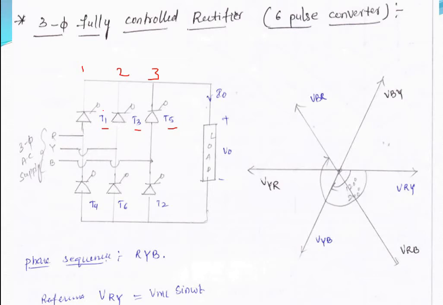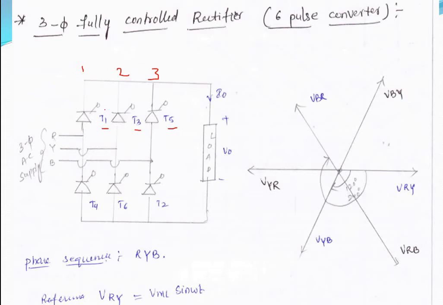Okay, and the phase shift between the triggering of each adjacent thyristor is 60 degrees. That is, the thyristors must be triggered in sequence: T1, T2, T3, T4, T5, T6. In that sequence, each thyristor will conduct for 120 degrees, and each pair of thyristors will conduct for 60 degrees.